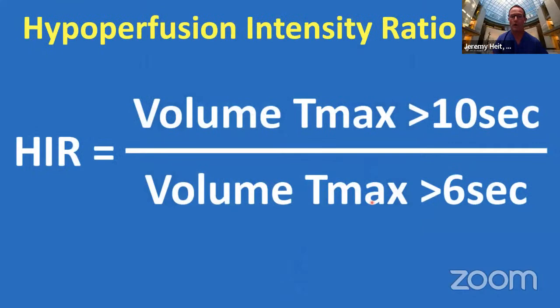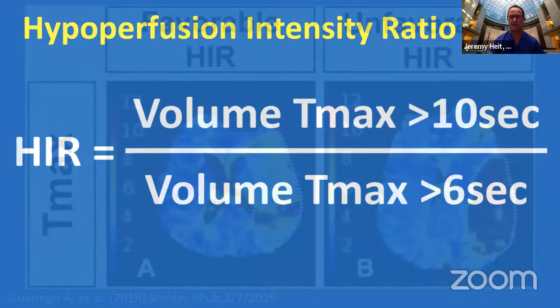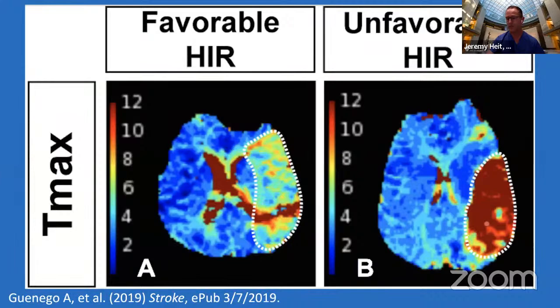Well, you can use something called the hypoperfusion intensity ratio. And so what this is, you take the volume of tissue with very bad blood flow delay, Tmax greater than 10 seconds, and you divide it by the volume of brain with a less severe blood flow of Tmax greater than 6 seconds. So you want to look like this patient where there's less red than this patient. I think that intuitively makes sense to all of us.